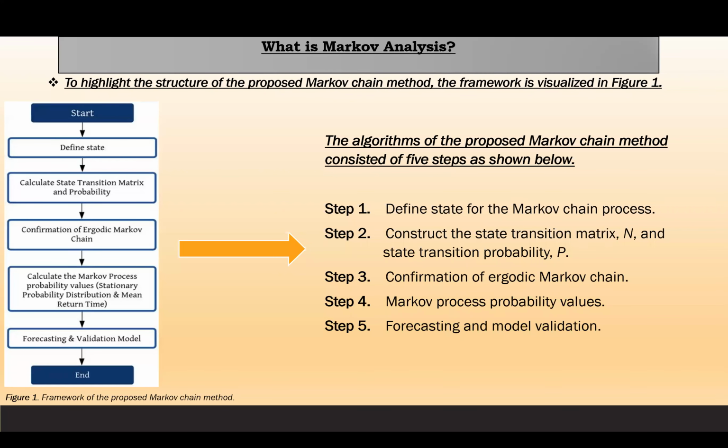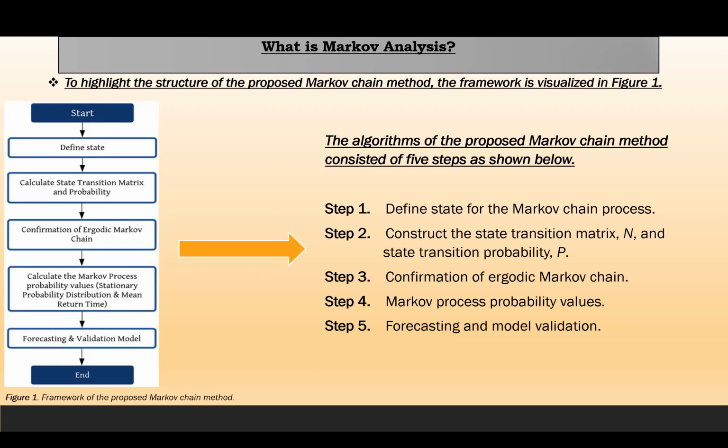To highlight the structure of the proposed Markov chain method, the framework is visualized here in Figure 1. The Markov technique is adopted in this discussion and further examples. The proposed method is a stochastic process introducing the simplest way of statistical dependence. In addition, the future behavior of this process is not concerned with the past behavior, as previously discussed.